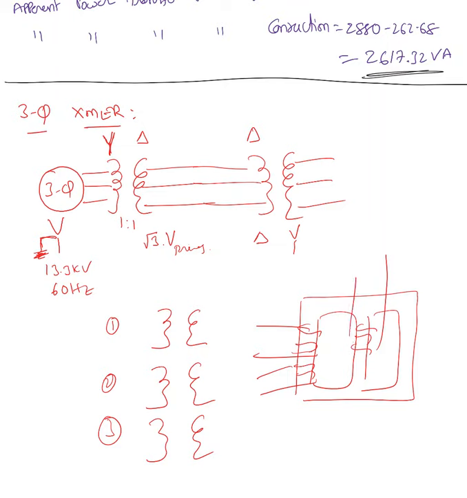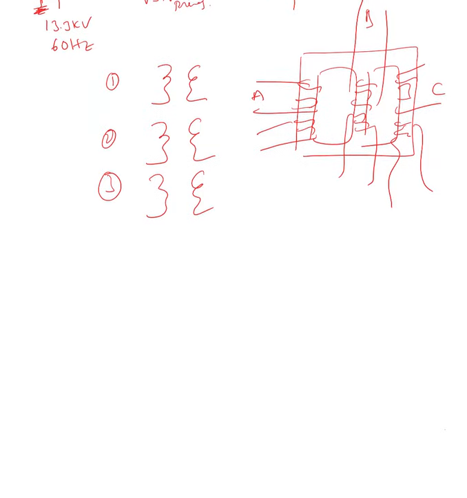primary and secondary, primary and secondary of the 3 phases. This is phase A, phase B, phase C. This is another way of building a transformer. Now I'm not going to talk about how to build a 3-phase transformer, but here I'm going to find out how to connect those 3 transformers, 3 individual transformers or 3-phase transformers.